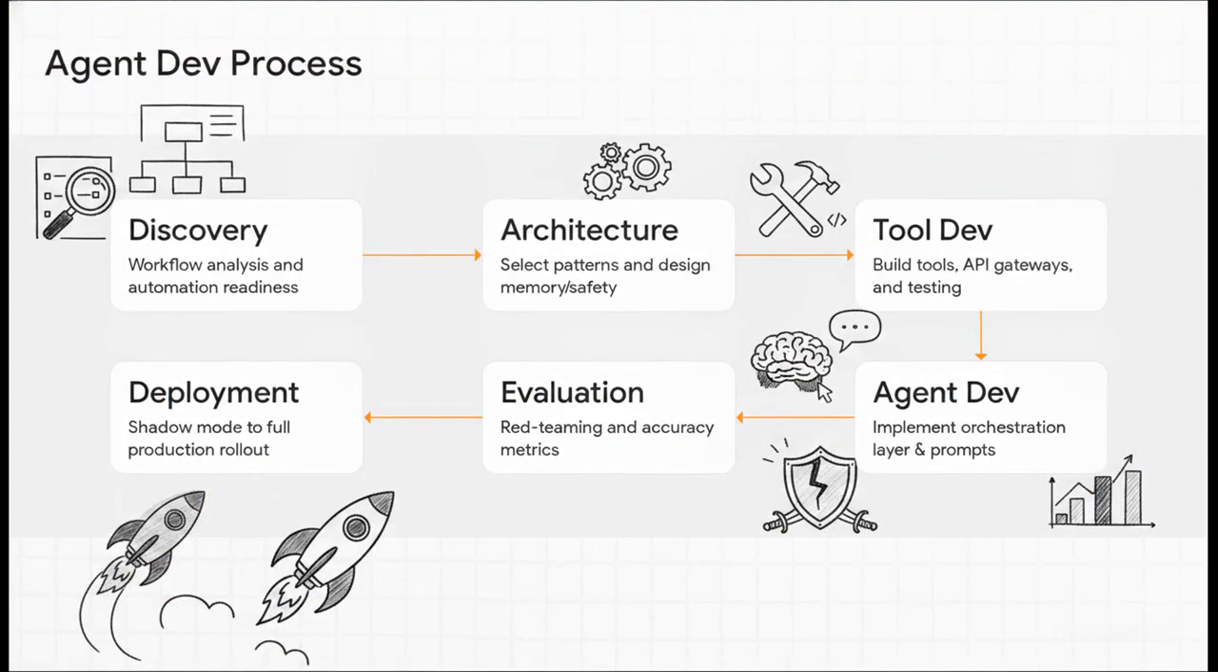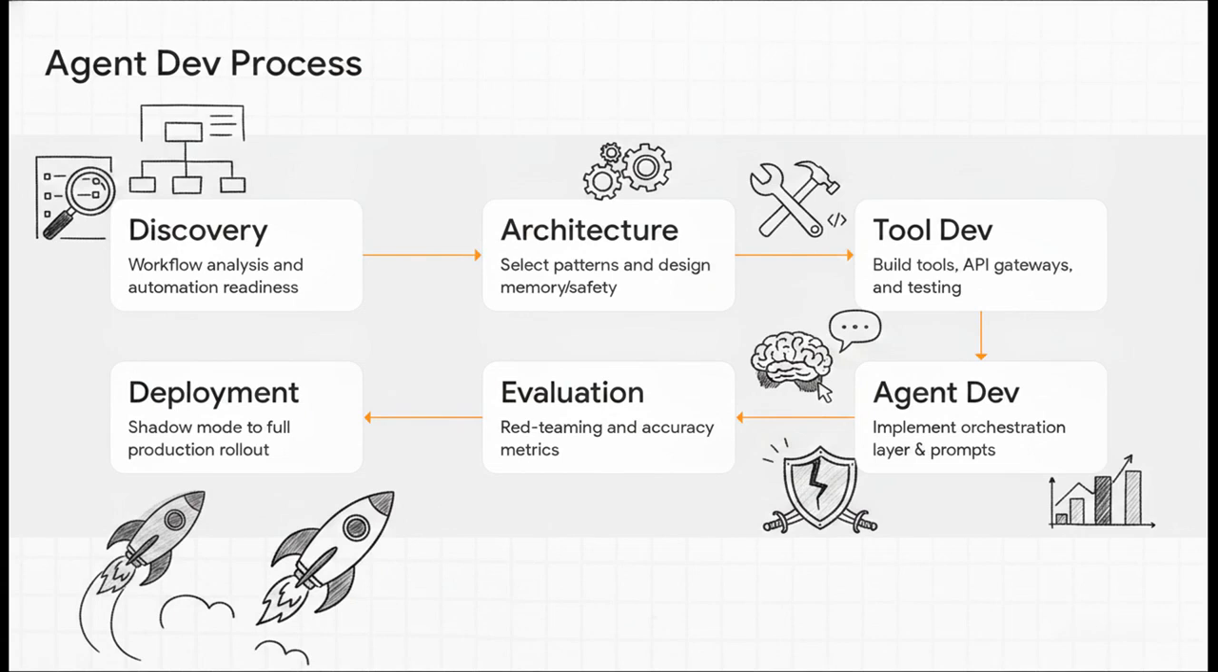Section 5. The agent development process. Let's walk through the factory floor to see how these are actually built. It's a rigorous 6-phase life cycle. You start with discovery, asking, is this workflow even ready for automation? Then you select your architecture and build out your API tools before you even write a single prompt.